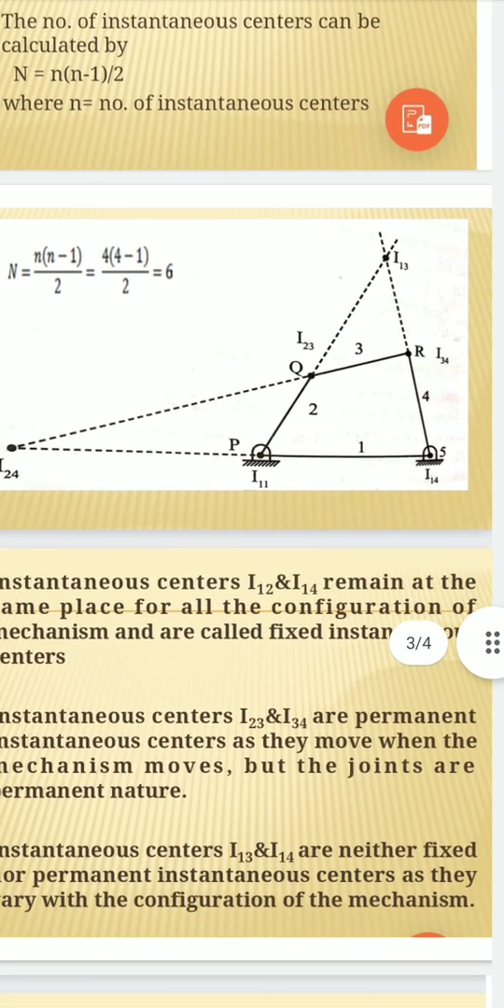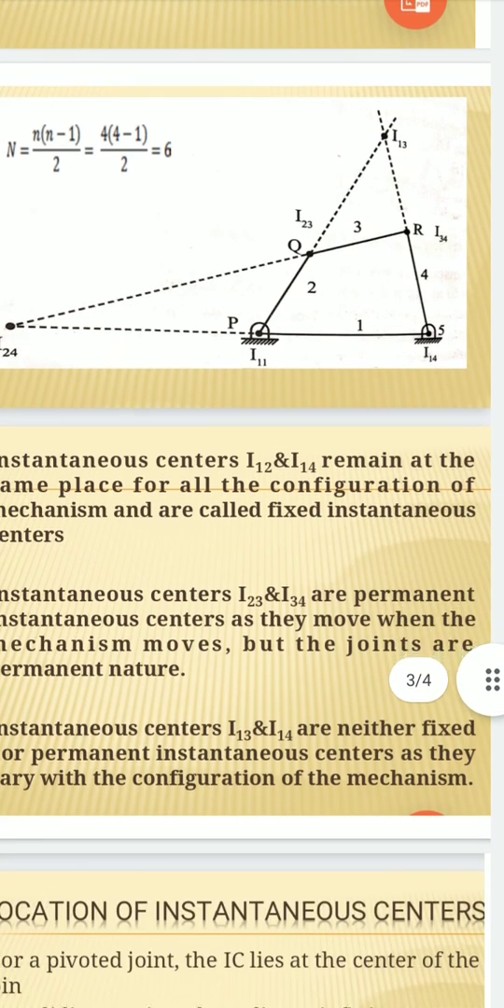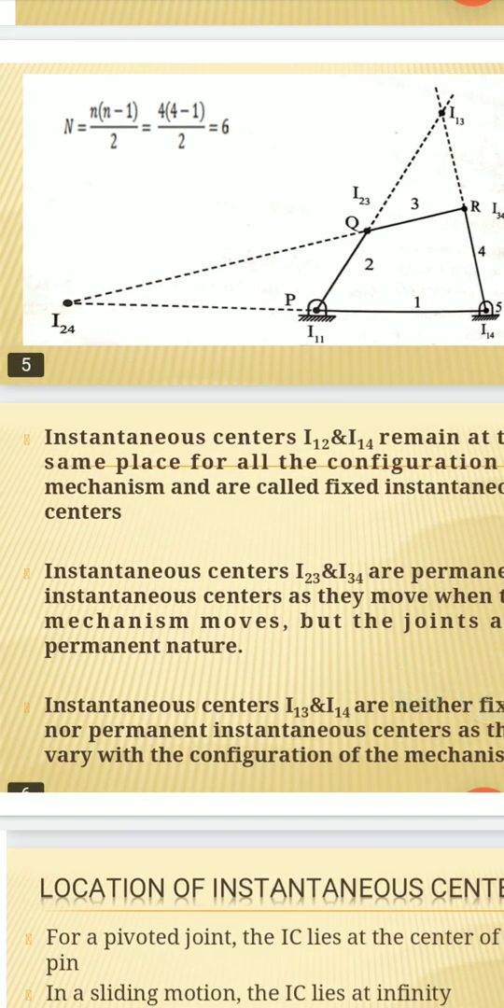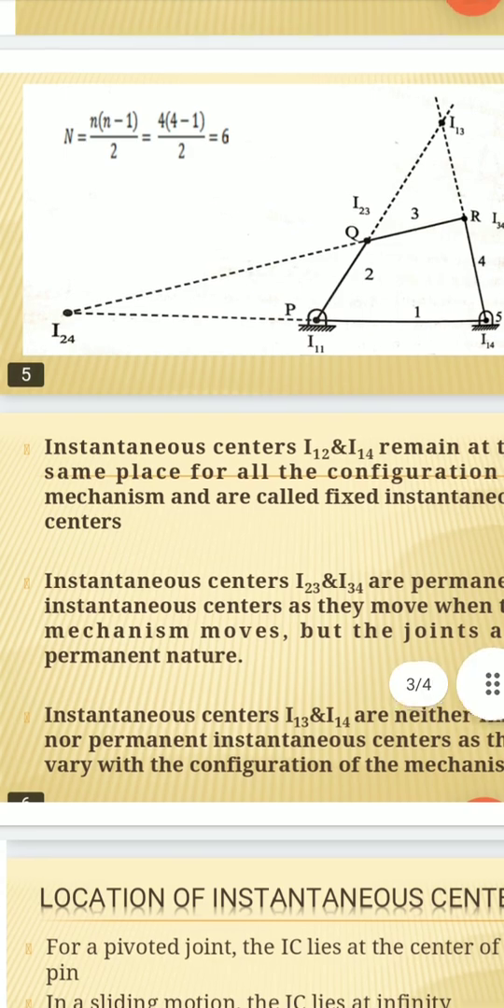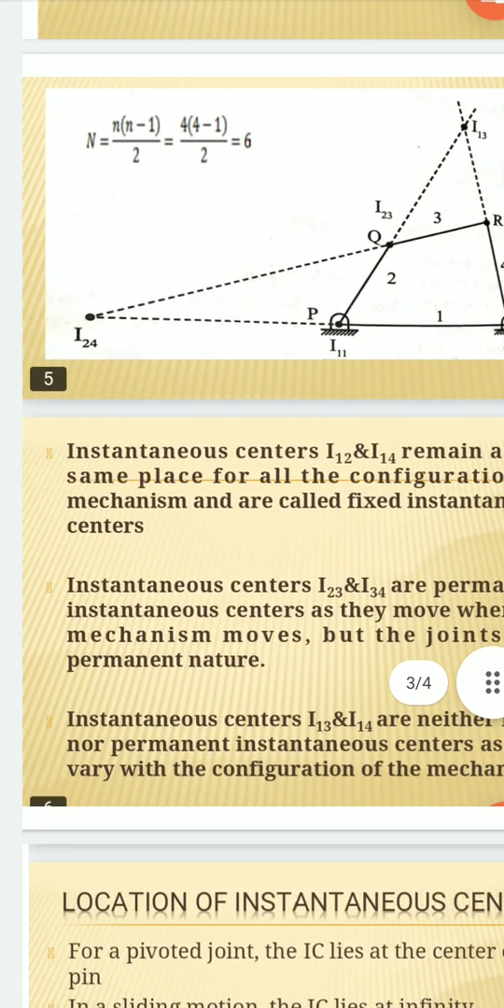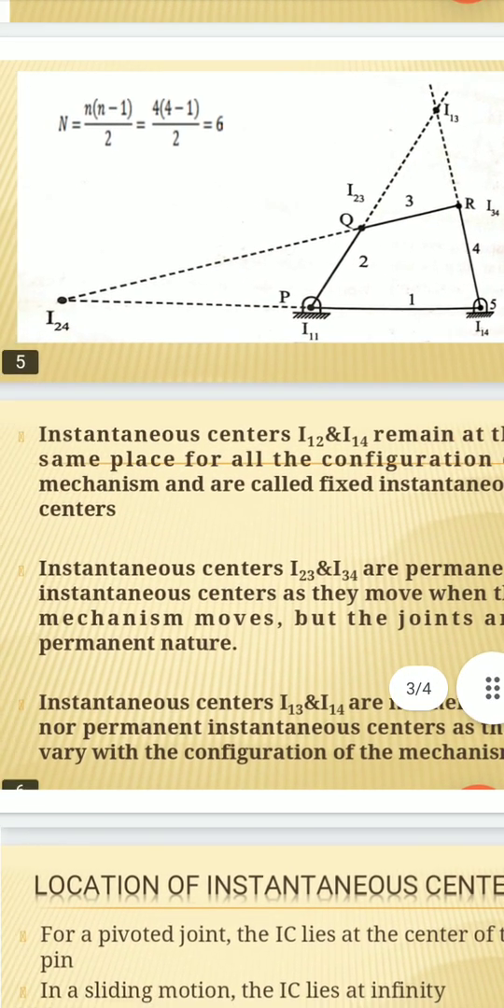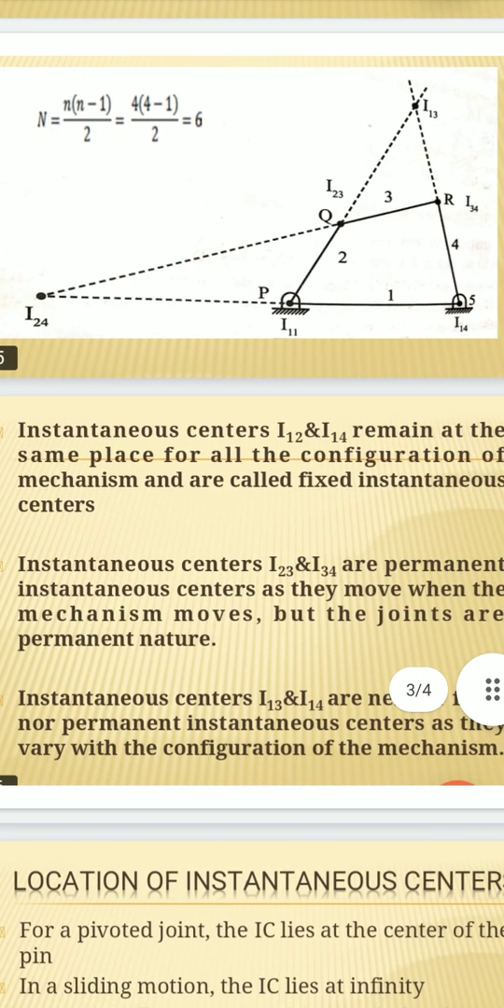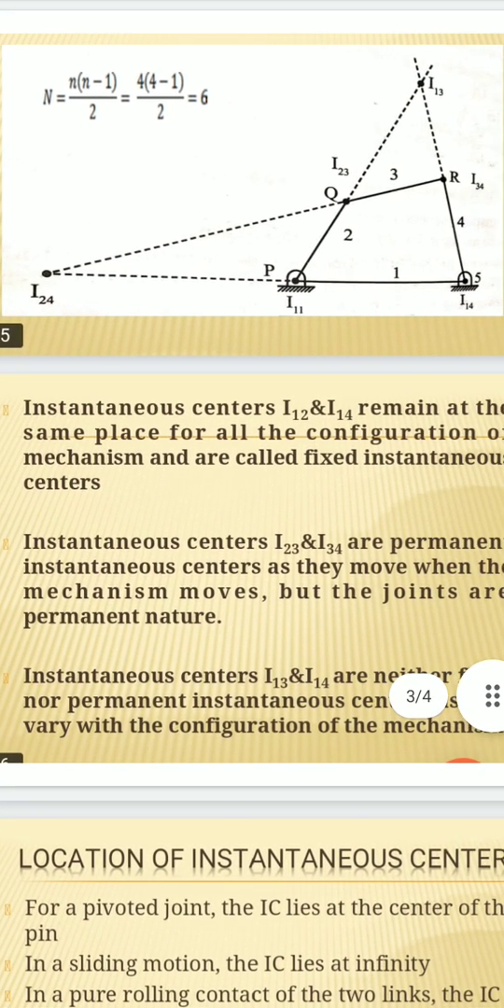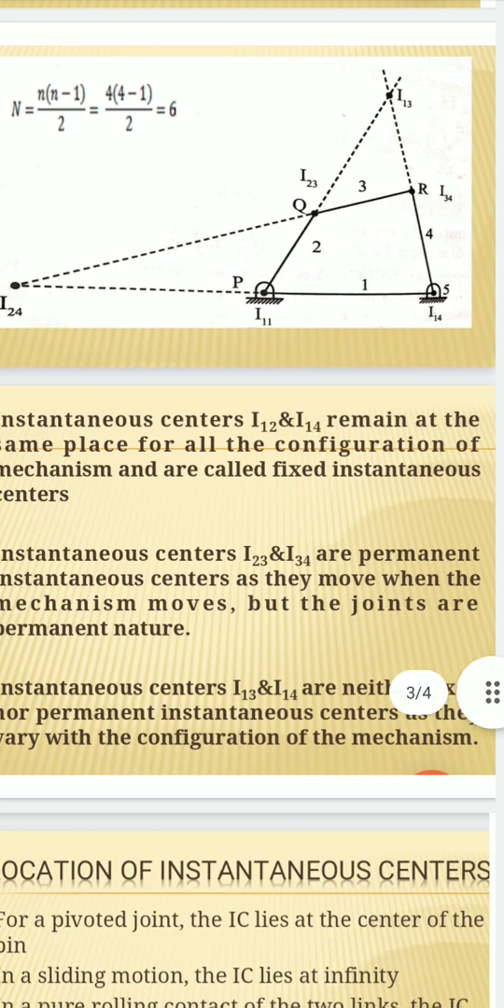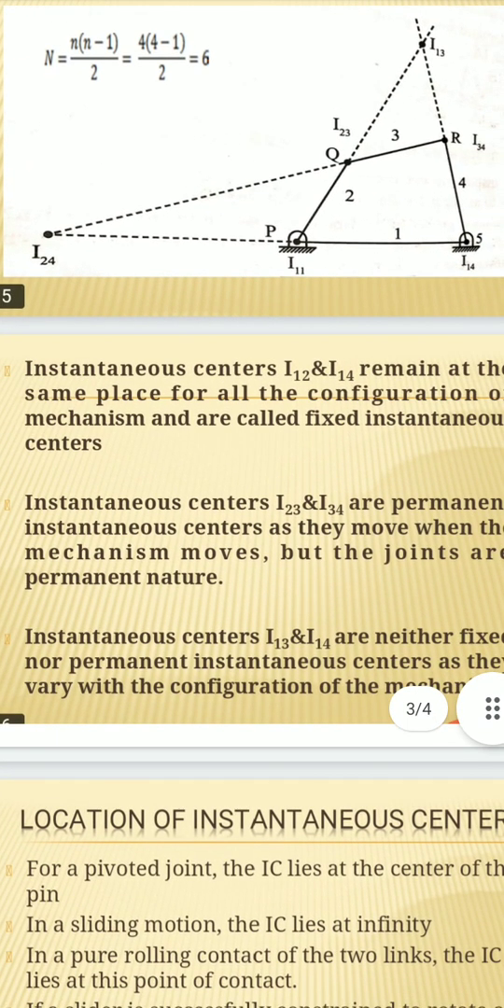If you see the instantaneous centers I12 and I14, they are at fixed points. They remain in the same place for all configurations of the mechanism, hence they are known as fixed instantaneous centers. Fixed instantaneous centers are those that remain fixed and do not have any motion, that is I12 and I14.